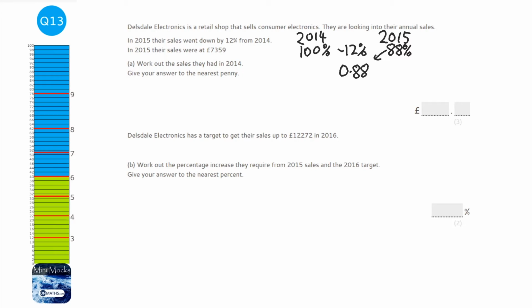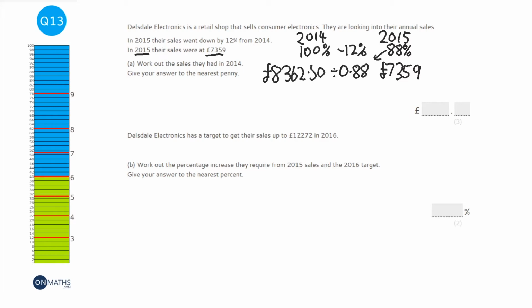But in this question, we're given the 2015 sales, so we're given this one here. So we want to work backwards. I'll get my calculator: 7,359 divided by 0.88, and that gives me £8,362.50. You've got to ask yourself, is that reasonable? Well, they went down by 12%, so it's natural that they would go from a number just over 8,000 to a number that's just over 7,000.